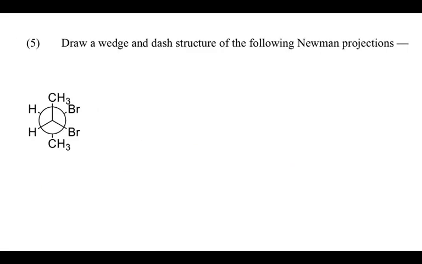Okay, now we go to reverse. Now we need to take the Newman projection and draw a wedge line drawing with everything. It's the same problem, just reverse. Who wants to try it?